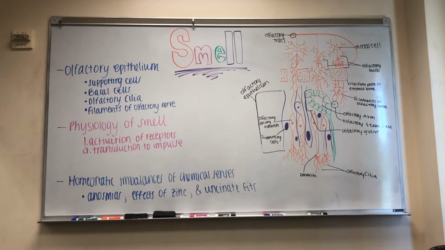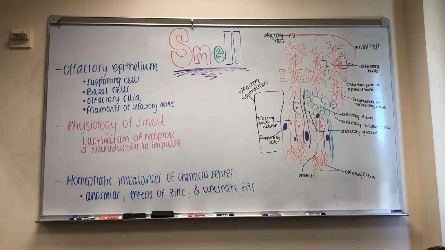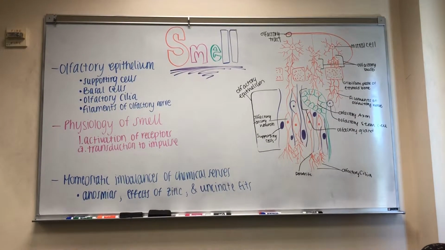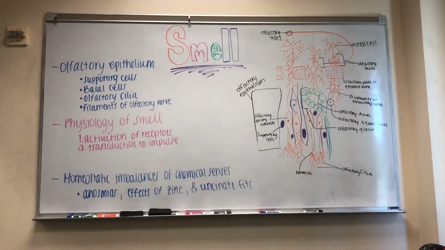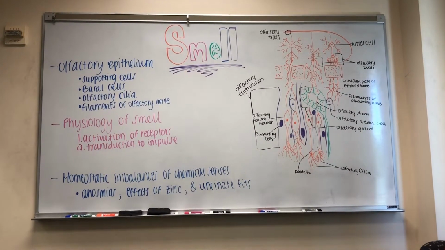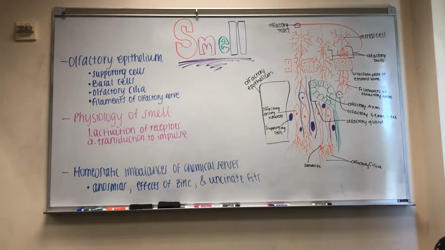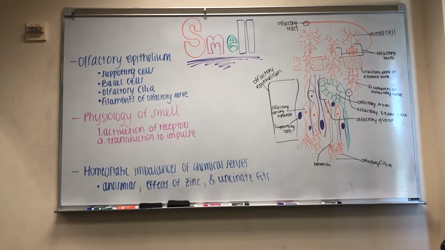The second part of chemical senses is smell. The olfactory epithelium is the organ of smell, and it's a yellow patch of pseudostratified epithelium located on the roof of the nasal cavity. The supporting cells cushion the olfactory sensory neurons. They contain a yellow-brown pigment which gives it the yellow hue.